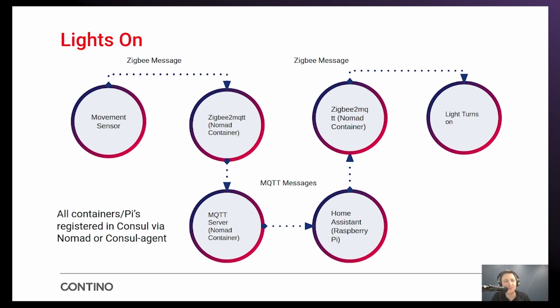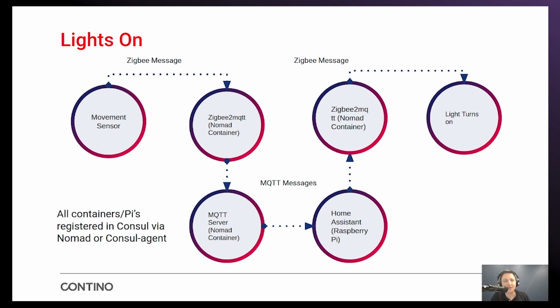Zigbee to MQTT takes the Zigbee message, converts it into an MQTT message, and shoves it off onto an MQTT queue, which is also running in a container and has appeared at mqtt.service.mydomain. Home Assistant runs on a Raspberry Pi. I've not quite got to the point of moving that into Nomad yet, mainly because it runs on a dedicated VLAN and I haven't got hardware in there, as I mentioned before, to run the Nomad clients.